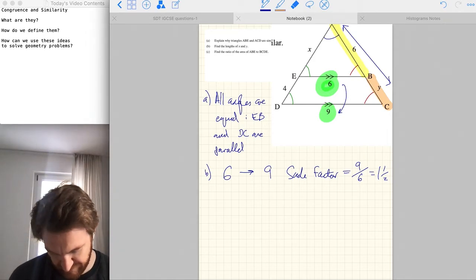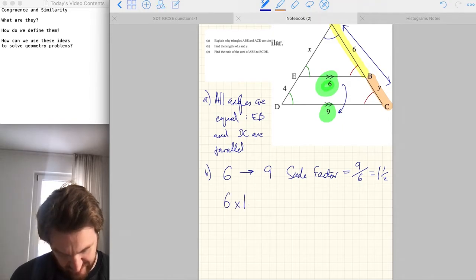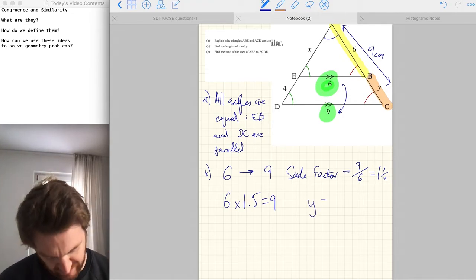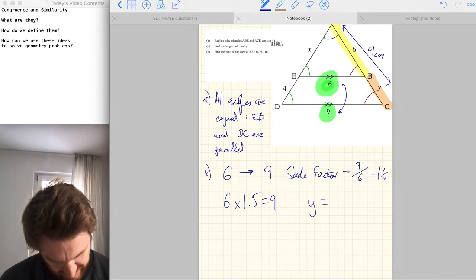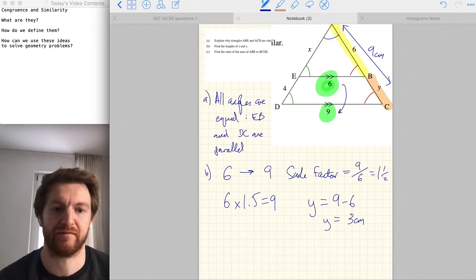Well, we know that if we do the 6 times 1.5, we're going to get the 9. So that whole side is 9. But y is just the little extra bit. So it's going to be the 9 minus the 6. So y is going to be 3 centimeters because it's just the extra little bit in orange.